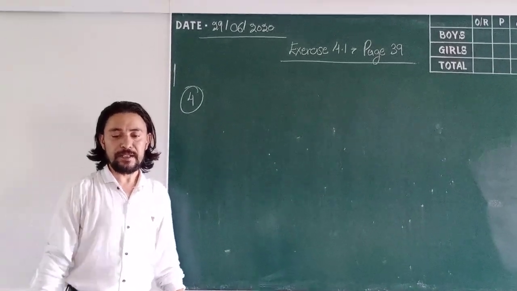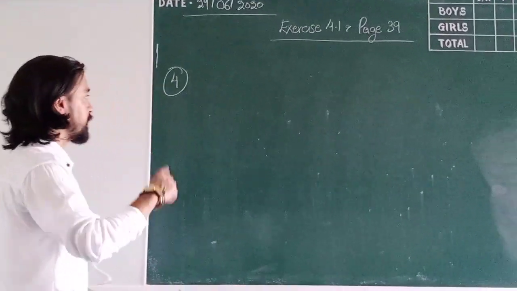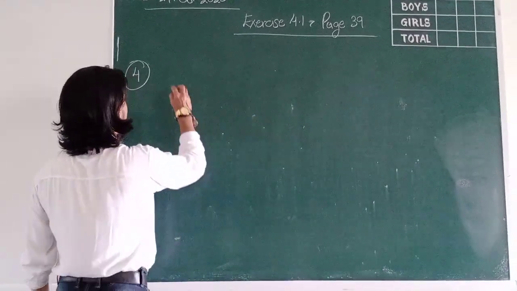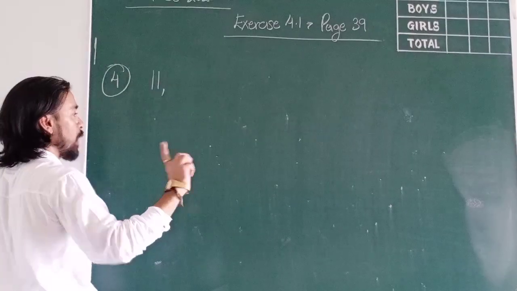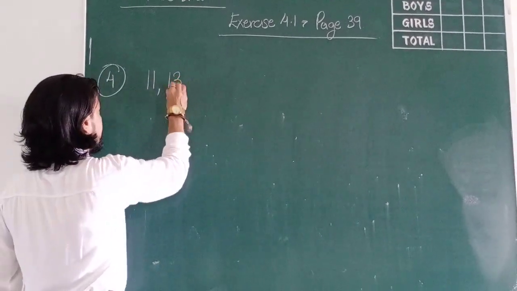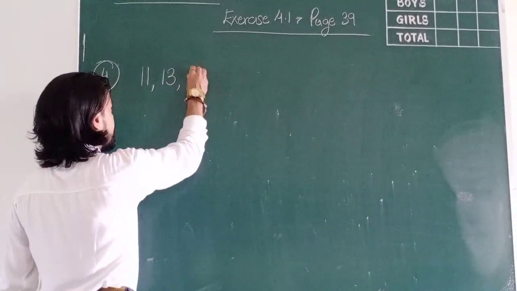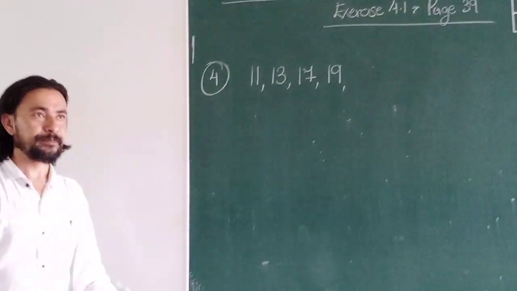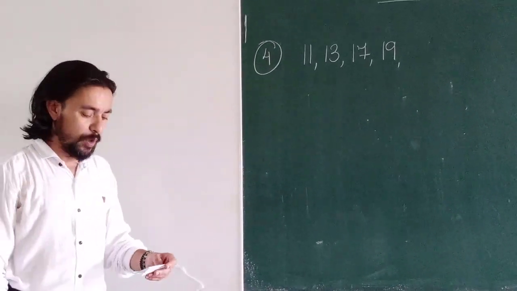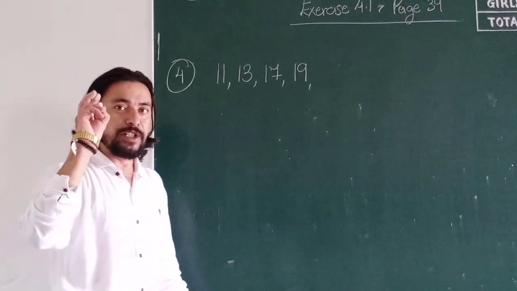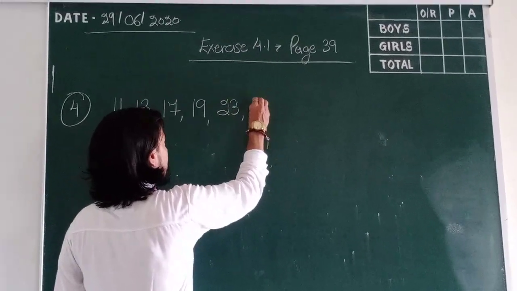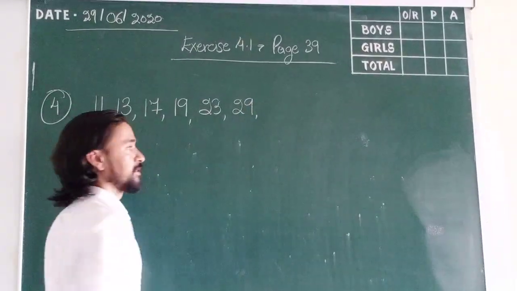Now the next sum says, find the prime numbers between 10 and 50. So we start investigating them. After 10 comes 11, 11 is a prime number, 12 is not, then is 13, then is 17, then is 19. We all know till 20. Now in 20s, what did I tell you? There are only 2 prime numbers in the 20s, that is 23 and 29.